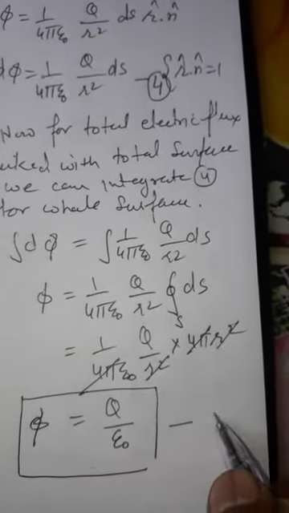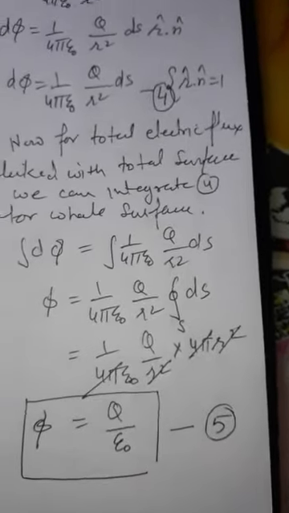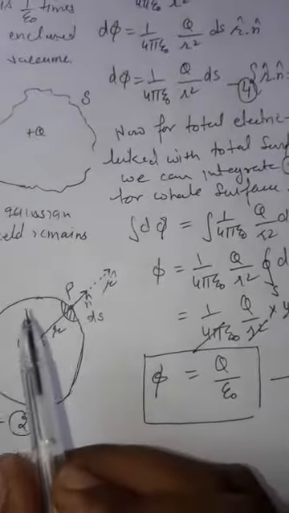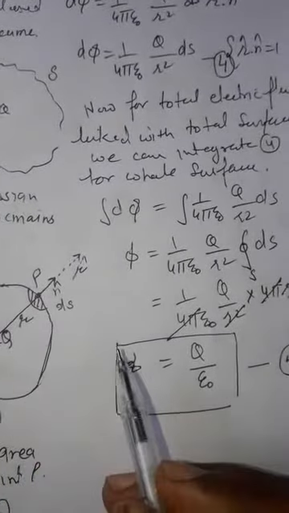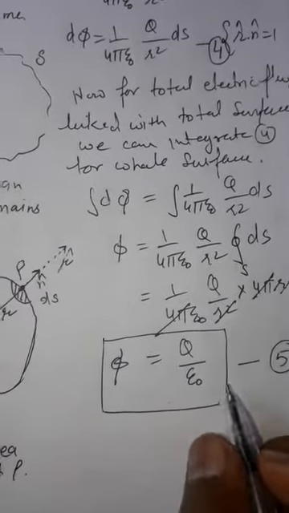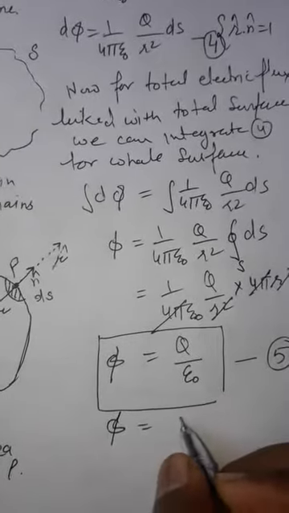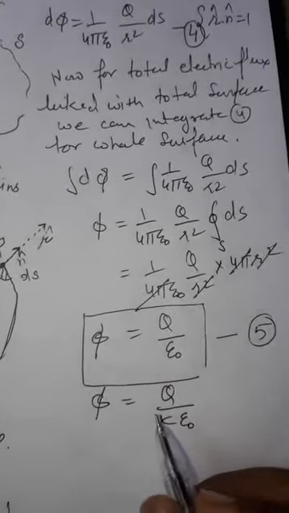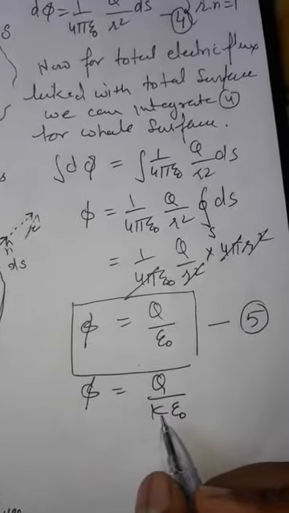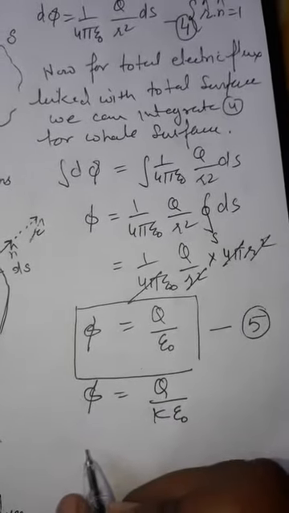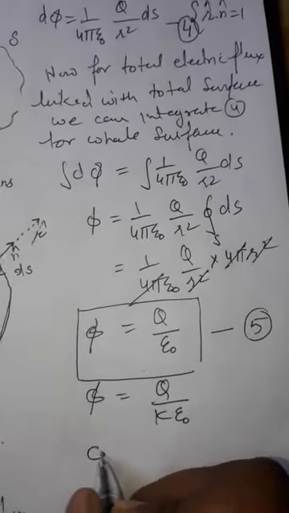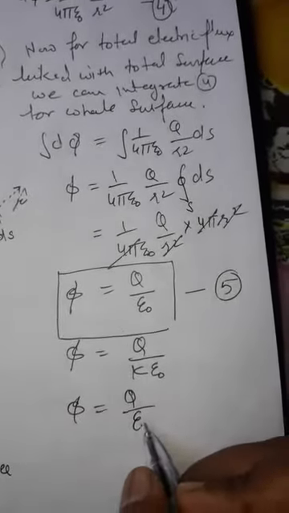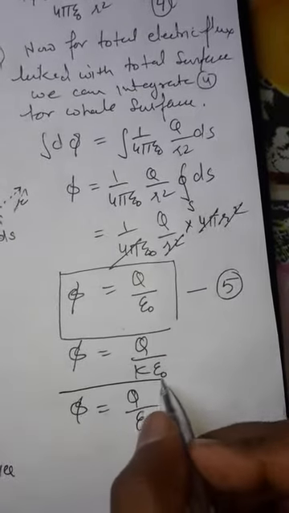Say equation fifth. Now if the charge is distributed in some medium having dielectric constant k, the flux must be equal to q upon k into epsilon naught, or we know that k into epsilon naught is written as epsilon, that is phi must be equal to q upon epsilon, where epsilon is the permittivity of that particular medium.